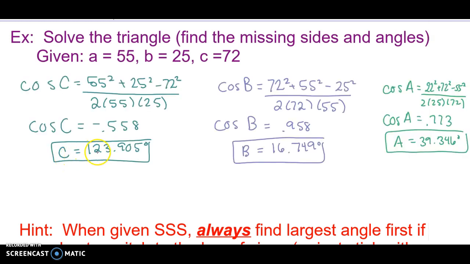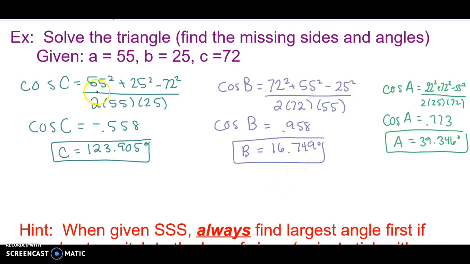Hopefully you got that the measure of angle C was 123.905 degrees, the measure of angle B is 16.749 degrees, and the measure of angle A is 39.346 degrees. Obviously, in terms of plugging these things in, that's not really the difficult part. The thing that's going to potentially cause errors is typing things into your calculator correctly. So just make sure you guys are being really careful with that and checking your calculations.